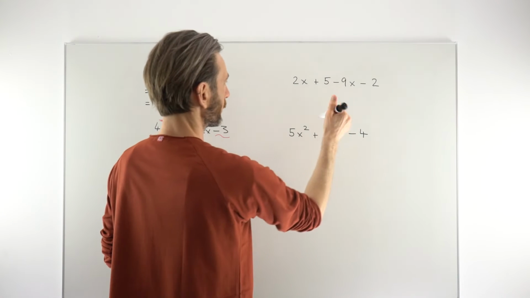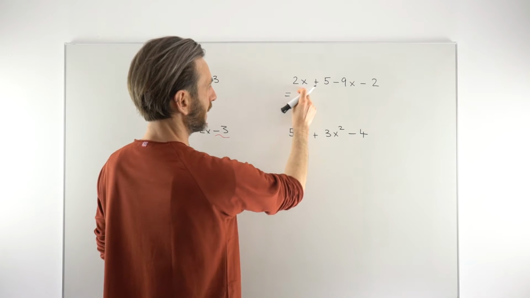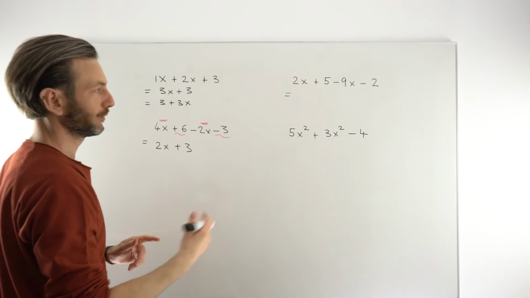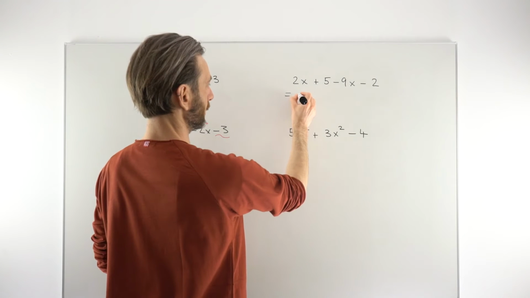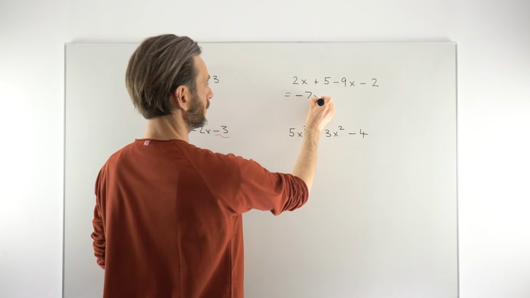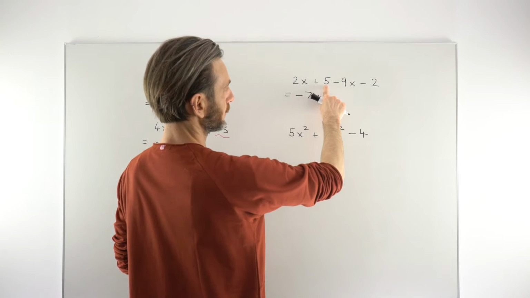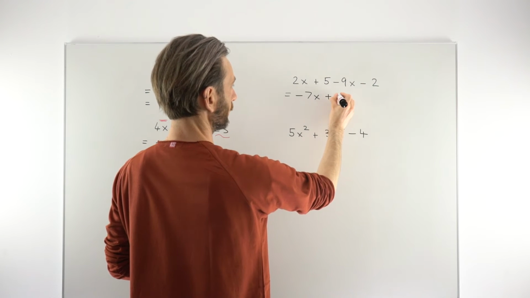Okay, so turning to the third example, just going to do the same thing. We're scanning along, we're seeing we've got a 2x and then a minus 9x. So if we combine those, 2 minus 9 is minus 7x. That's gone into the negatives. And then for the numbers, 5 minus 2 is positive 3.